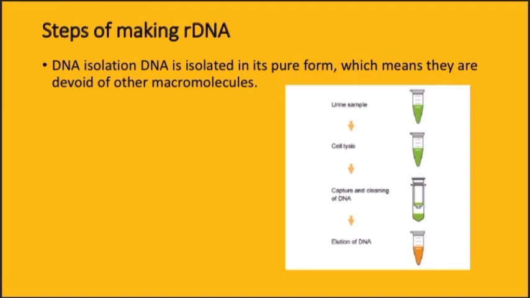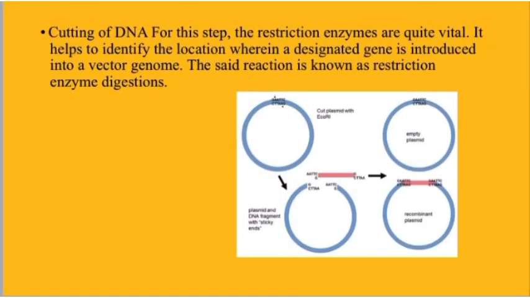Steps of making rDNA. DNA isolation. DNA is isolated in its pure form, which means it is devoid of other macromolecules. Cutting of DNA. For this step, the restriction enzymes are quite vital. They help to identify the location where a designated gene is introduced into the vector genome.